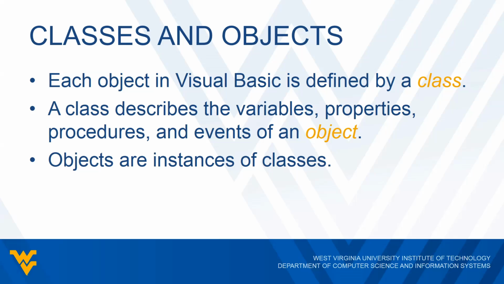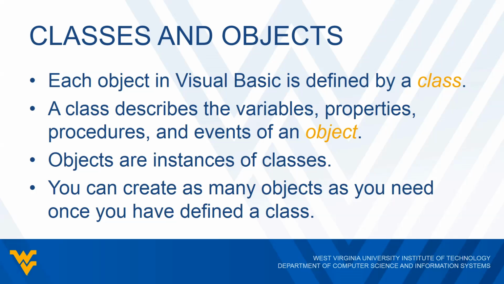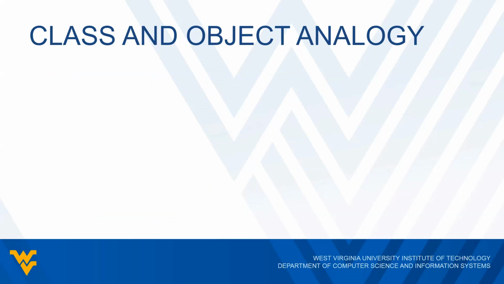What we're saying here is for any given class, we can create as many objects as we need, assuming we have defined the class, of course. We have to define it first, but once we've done that, then we can create as many objects as we want of that class and use it in our forms.